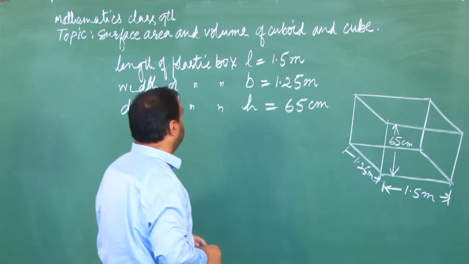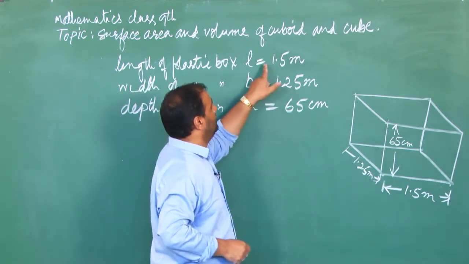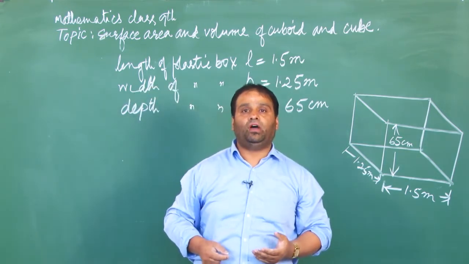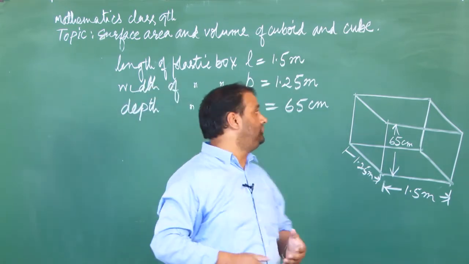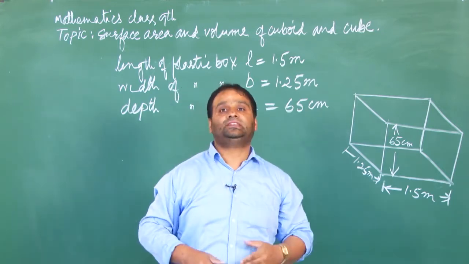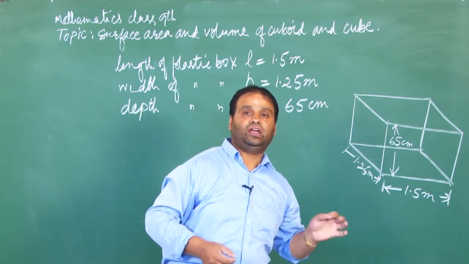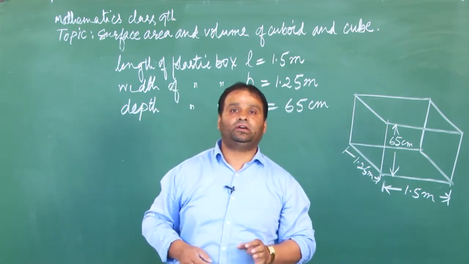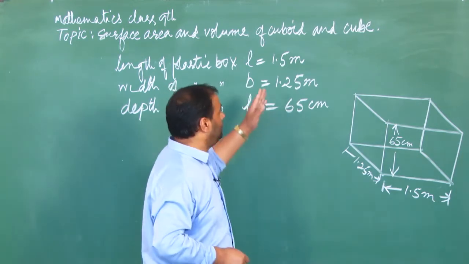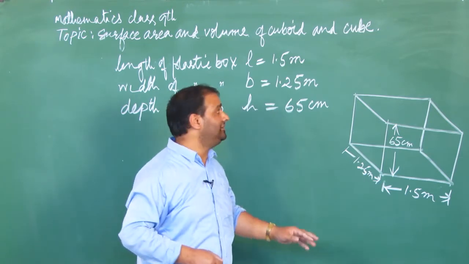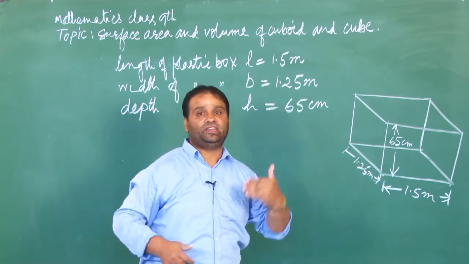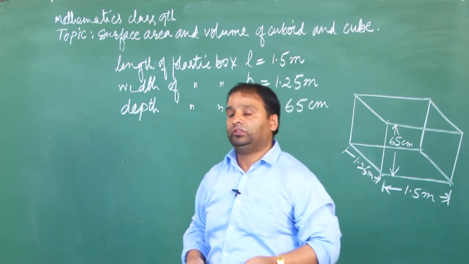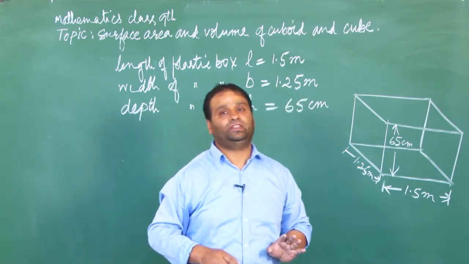And one thing you need to understand is that the units for length and breadth is same in meters, whereas the height or depth of the plastic box is in centimeters. So, to calculate the area, it is very necessary for us to keep all the units uniform. Either you can change meters into centimeters or centimeters into meters. There is nothing wrong with that.